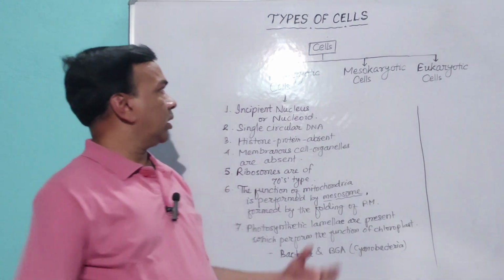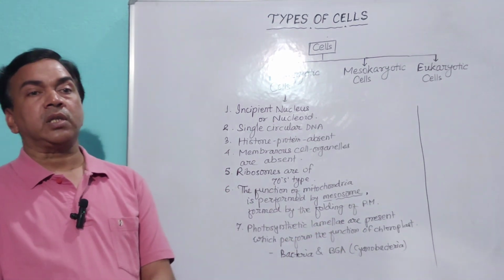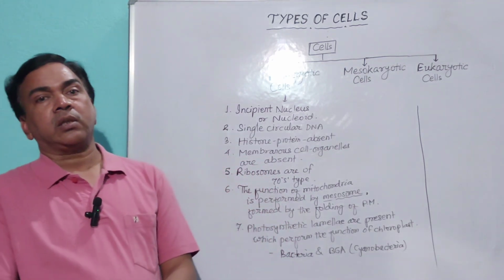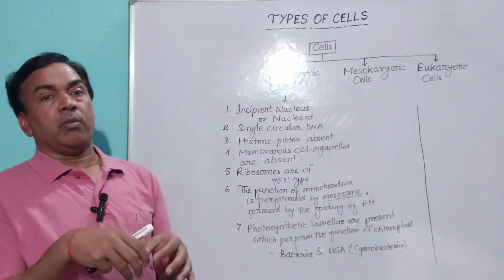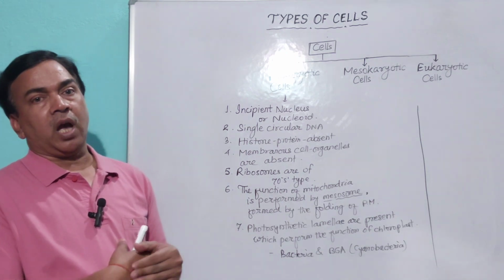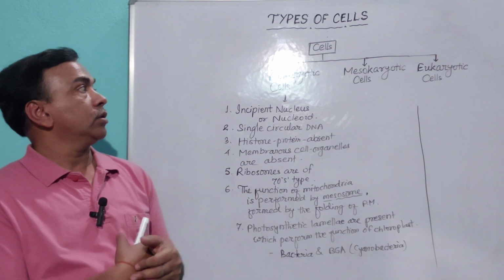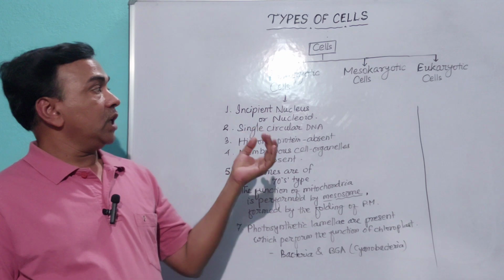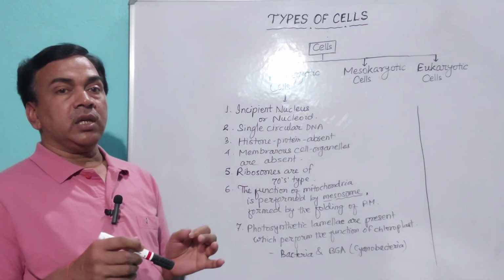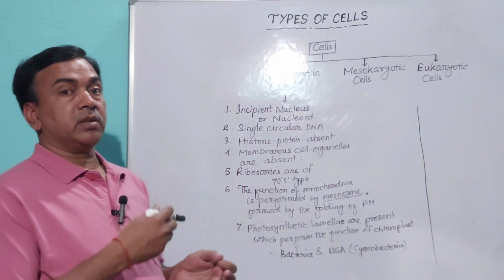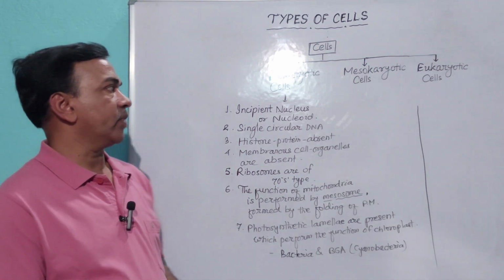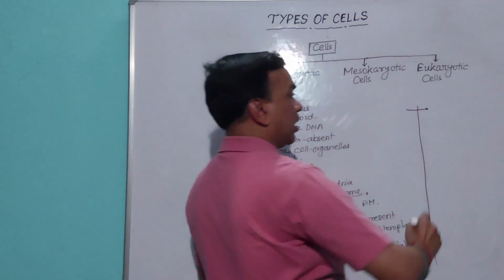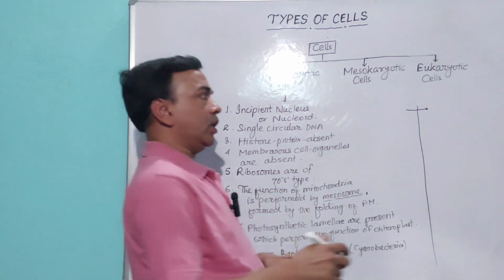Now we will study the characters of eukaryotic cells. Eu means modern and karyon means nucleus. Cells having a well developed nucleus are called eukaryotic cells. So the nucleus of eukaryotic cell is well developed in comparison to prokaryotic cells. That is, the nucleus of eukaryotic cells is made up of four components.